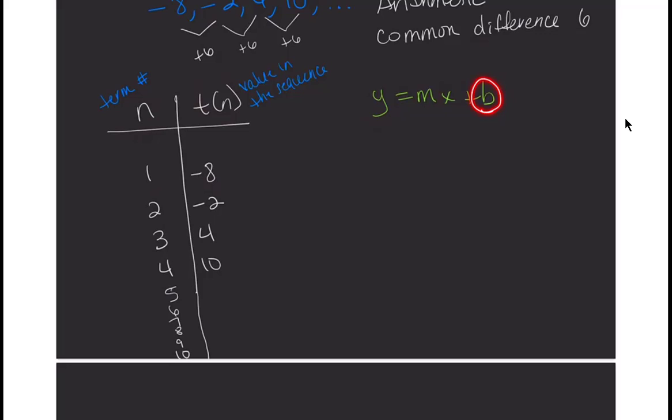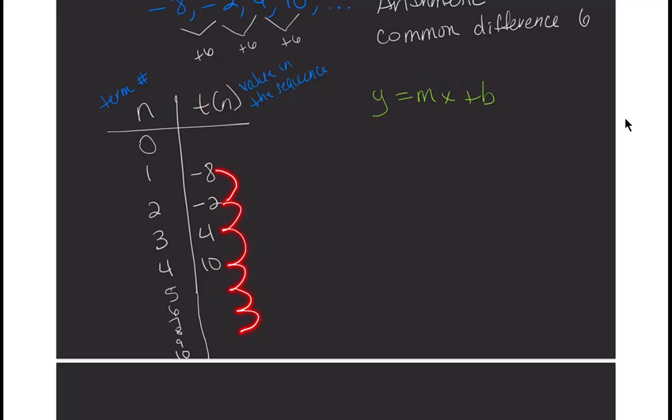B is the y-intercept, which is where it crosses the y-axis, and we always cross the y-axis when our x value is 0. So for our sequence, our intercept would be when our n value is 0. So we could figure out our 0 value if we would like. So we added 6, we add 6, we add 6, we add 6, we add 6, we add 6.